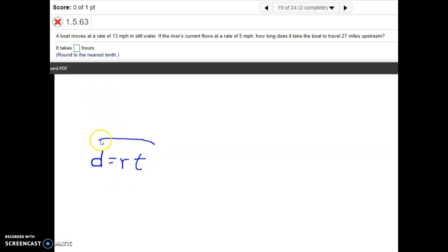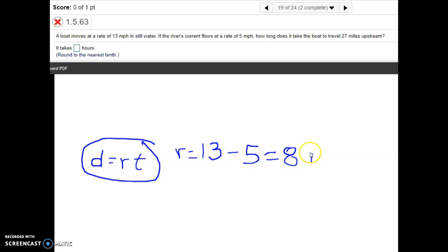So we're going to be using the motion formula, distance equals rate times time. The rate of the boat, if there wasn't any current, is 13. Since it is going upstream, that is going to slow it down by the rate of the water. So our rate that we're going to be using for this problem is 13 minus 5, which is 8 miles per hour. And we are told we're traveling 27 miles. So now it's just a matter of plugging it into the formula. 27 equals rate is 8 times time. We're solving to find out how long. So we're going to divide by 8.